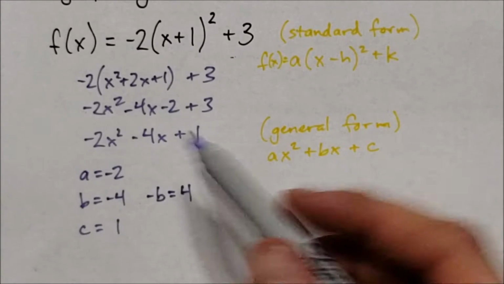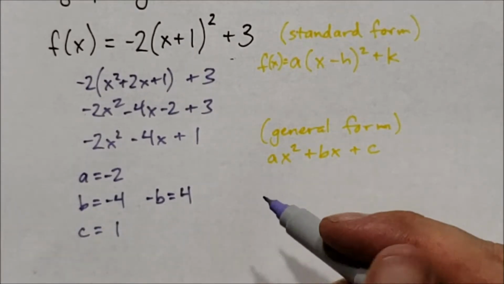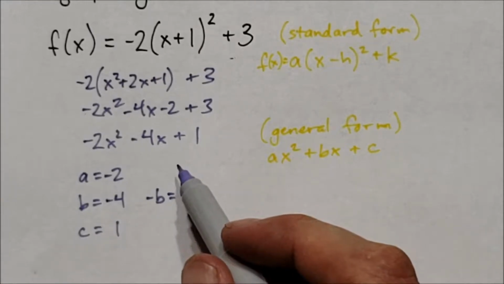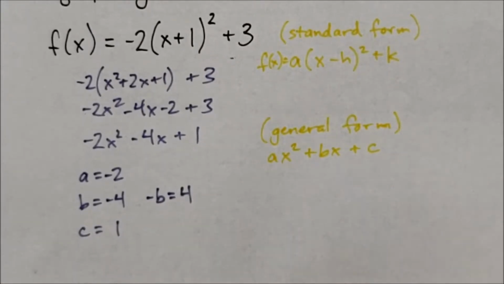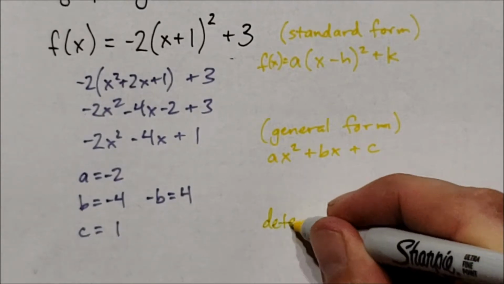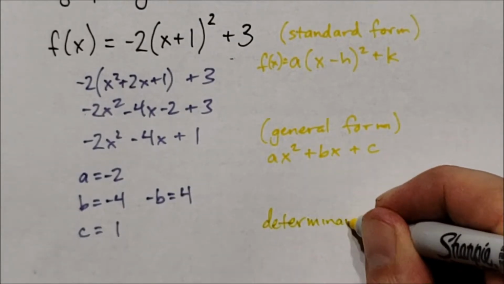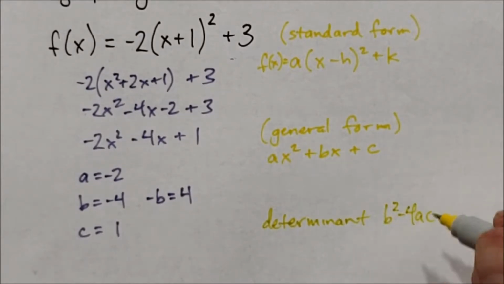What is the determinant? Now we've identified what a, b, and c are, and we've put it into our general form. What is the determinant of this, and then what is it used for? Well, the form of the determinant is, like we had above, b squared minus 4ac.